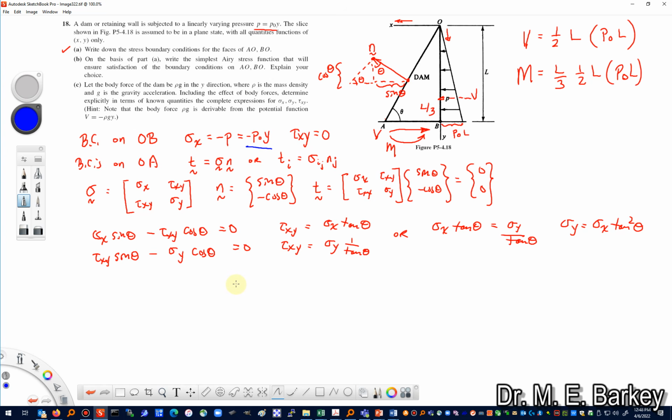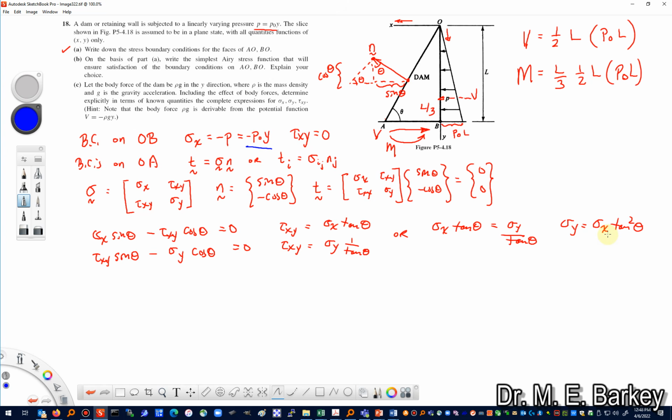So when we think of Airy's stress function, we know that when we take the second partial of f with respect to y twice, we get sigma x. And if we want a function of y left over, we should be looking at a polynomial solution that has at least order of y cubed in it. That'll also take care of this. And since sigma y is equal to sigma x times tangent squared theta, that ought to take care of this one as well.